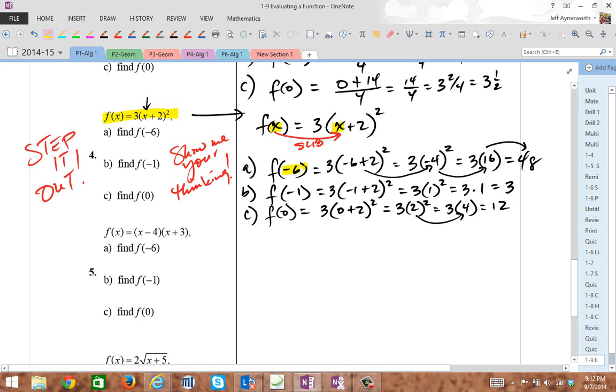All I did was I substituted -6 in and then simplified. Then I substituted -1 in and then I simplified. Then I substituted 0 in and then I simplified. All right? Following the order of operations.